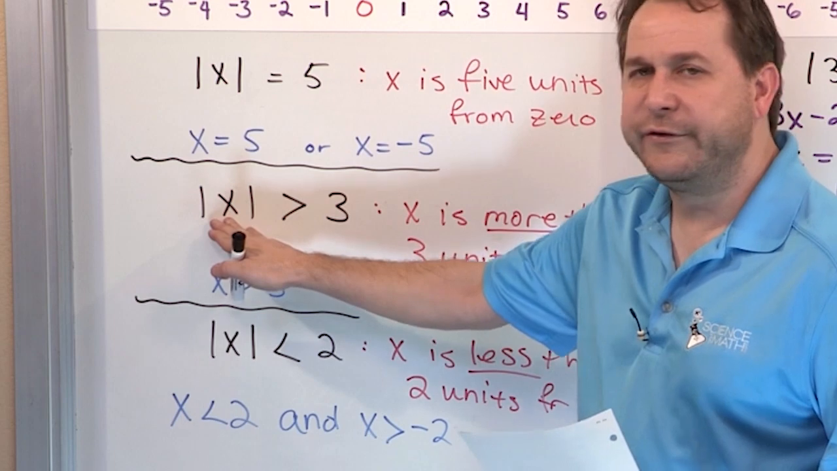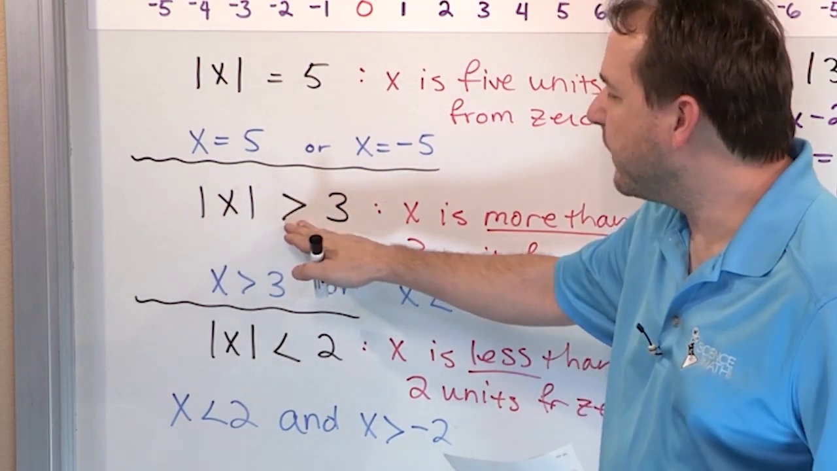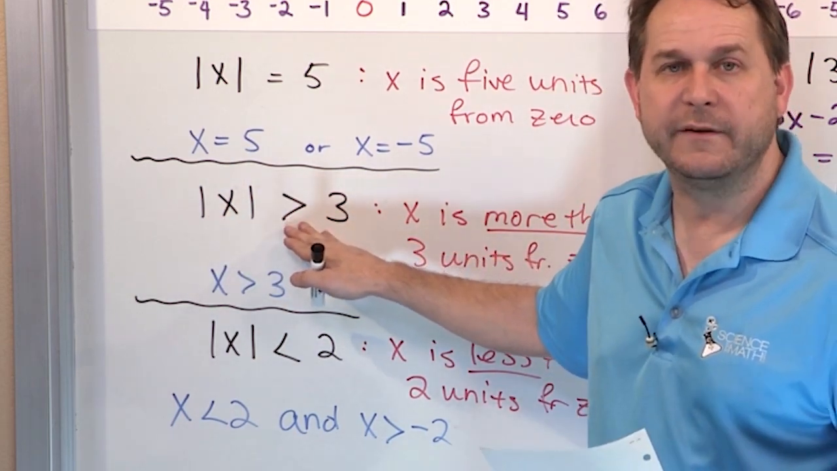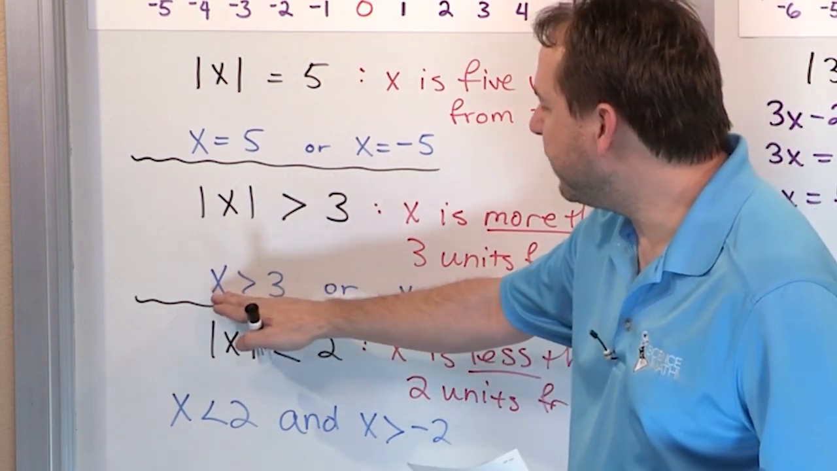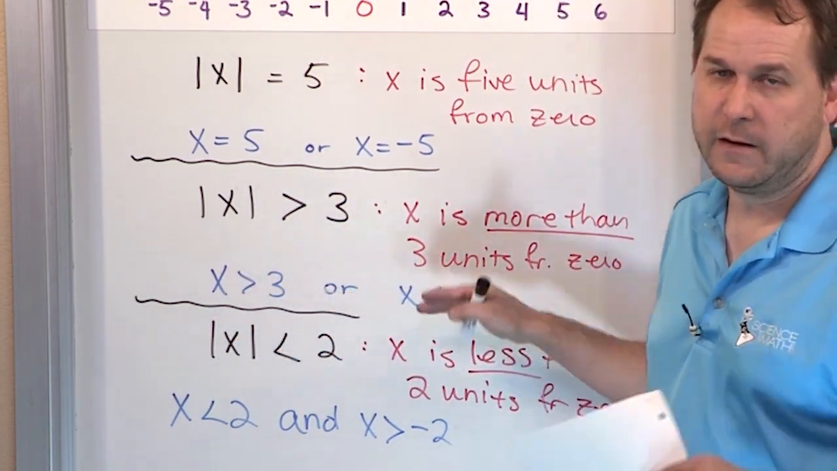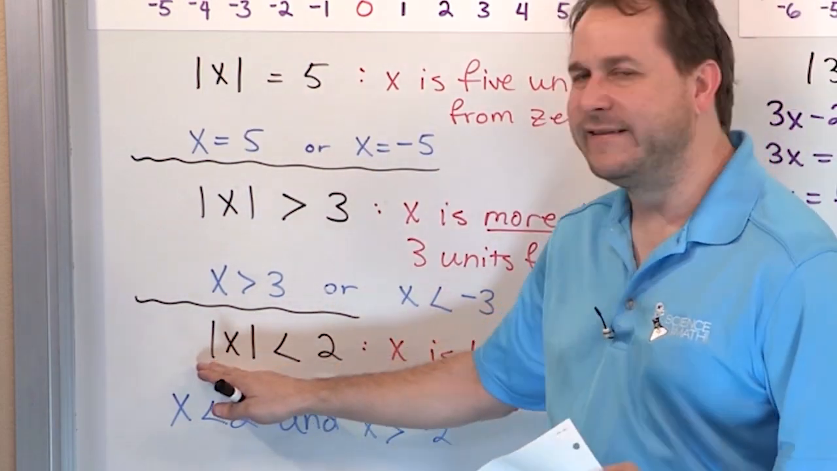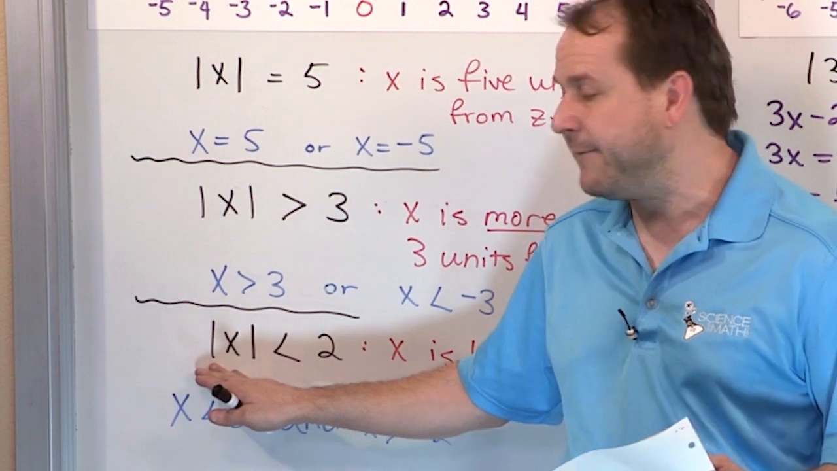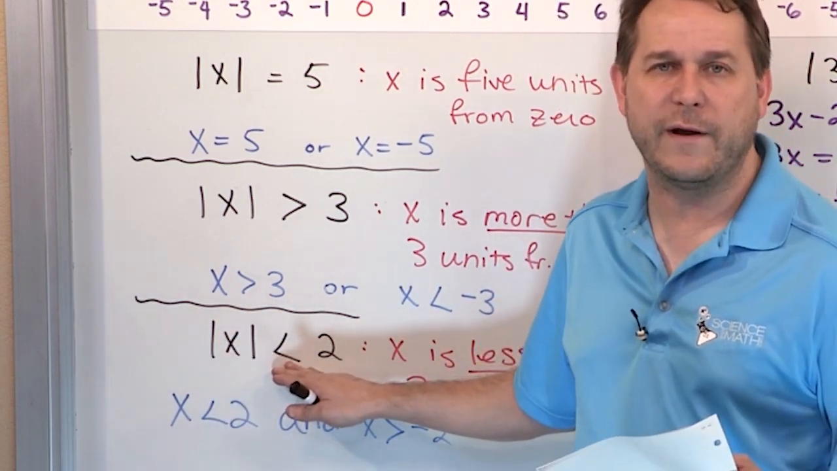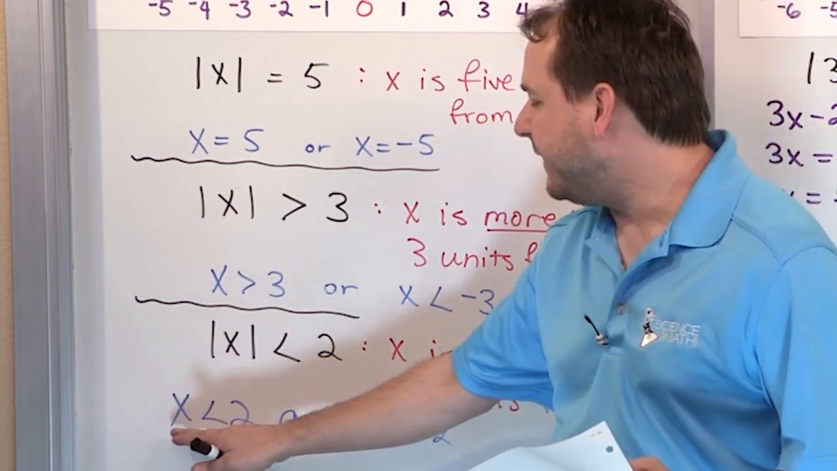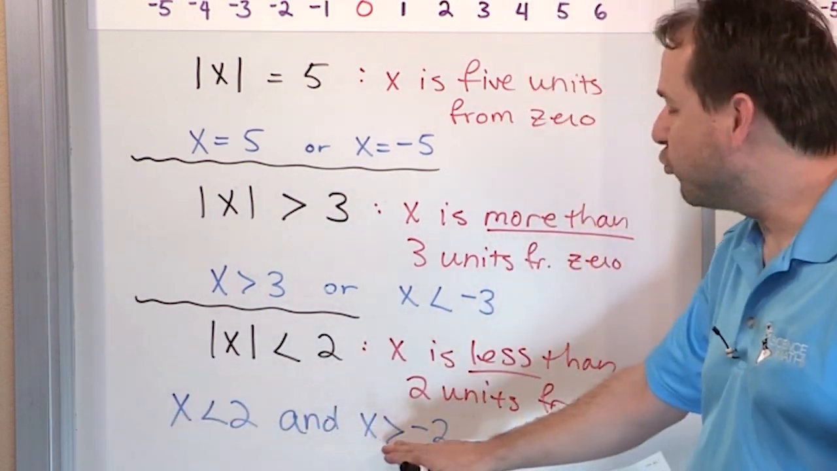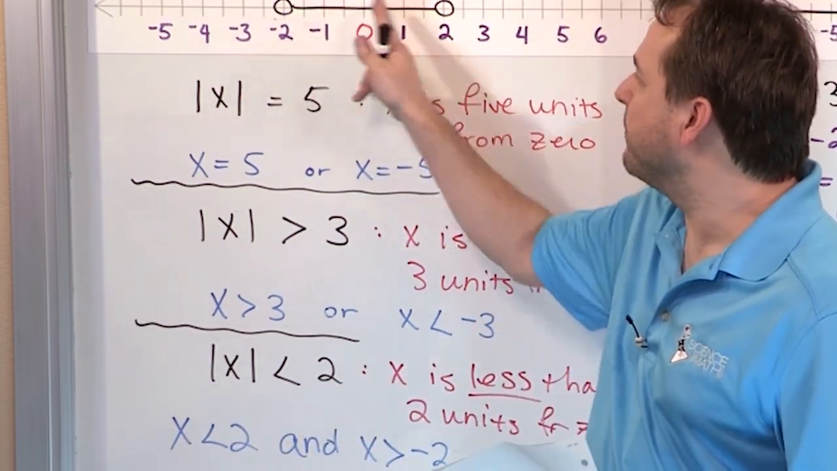This means that the values of x have to be more than 3 units away from 0. That means they have to be either bigger than 3 or less than -3, going both directions to positive and negative infinity. When we have this, we say that the x values have to be less than 2 distance units away from the origin. That means they have to be less than 2, but also greater than -2 in this bound up this region here.